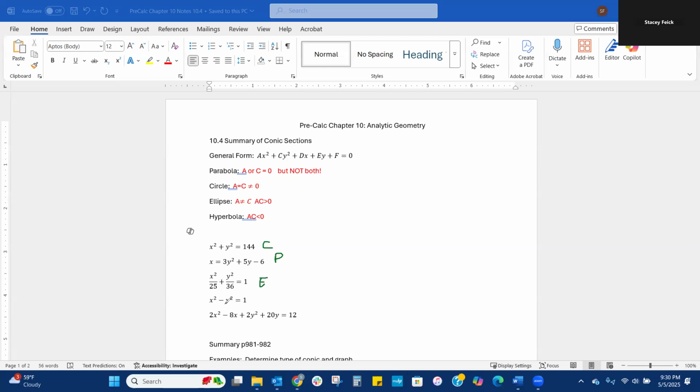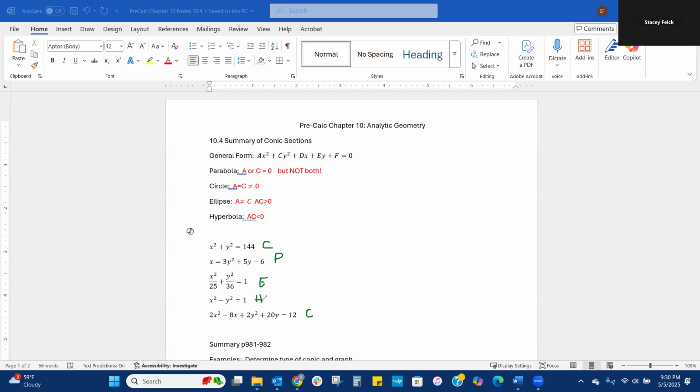And the next example, we have x squared minus y squared. So our coefficients this time, A and C, are 1 and negative 1, and when we multiply them, they create a negative value. So this must be a hyperbola. In the last example, we have an x squared and a y squared, and A equals C because they're both 2 and positive. So therefore, A equals C, that must be a circle.